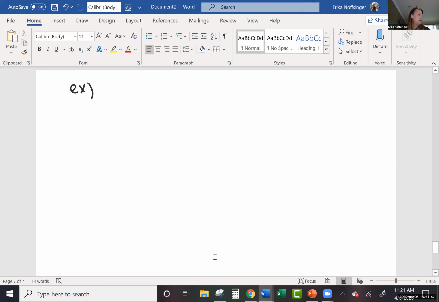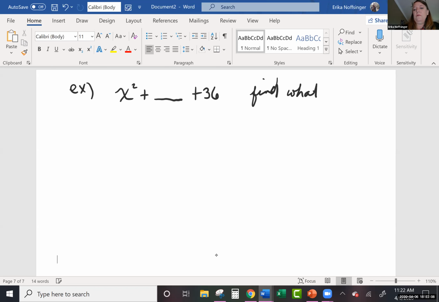Okay, so you're given the following: x squared plus, you have some blank in here, plus 36. And you're asked, find what you can add to make this a perfect square.